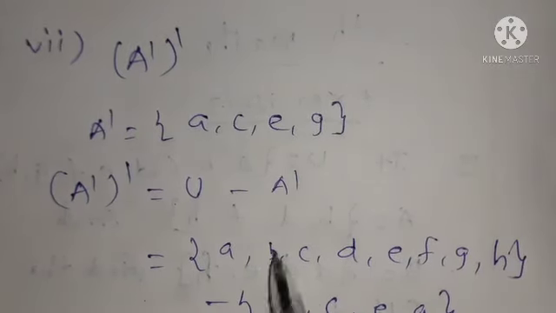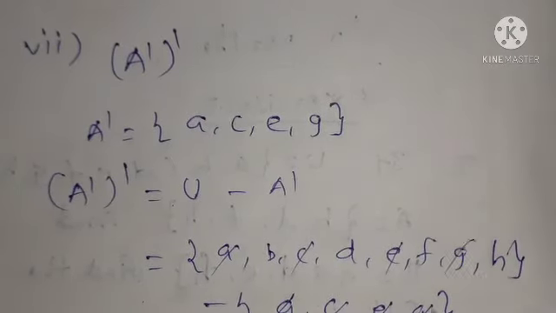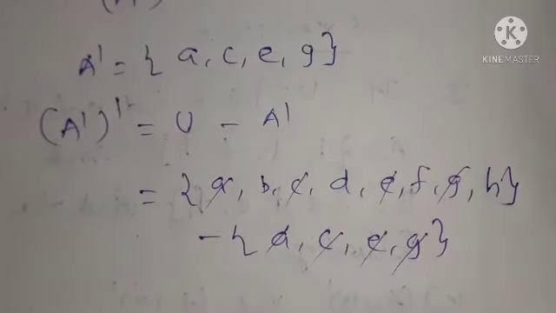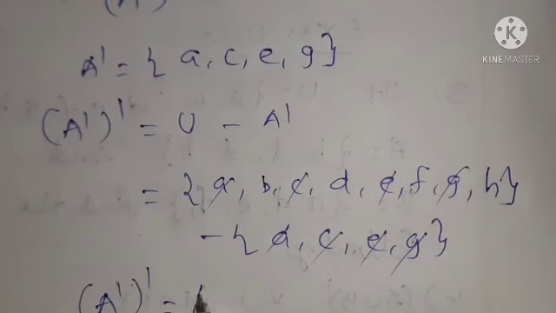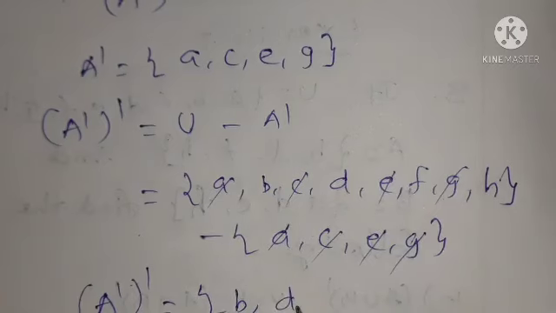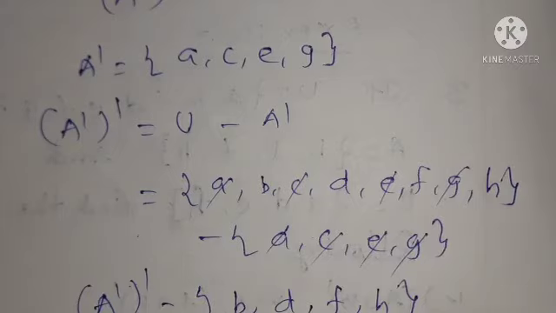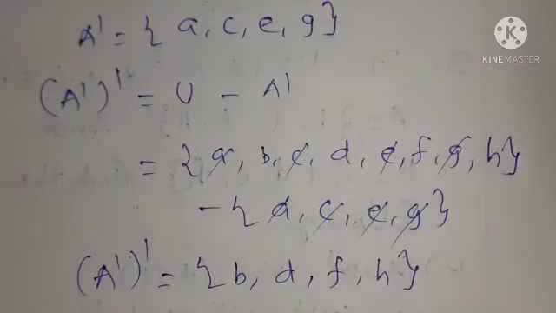So strike out the common elements. A is common to both the sets, C is common, E is common, G is common to both the sets. Strike out the common elements. (A dash) whole dash is equal to the remaining elements of the universal set, B, D, F, H. So (A dash) whole dash is the universal set minus A dash, which is B, D, F, H.